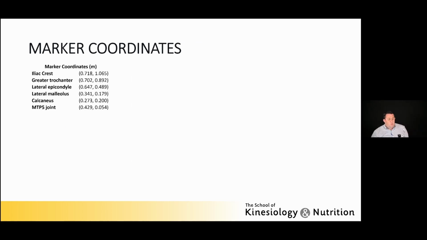In the homework for this week, you're given marker coordinates for a couple different spots of the body and asked to calculate segmental lengths. And so I wanted, with that understanding that I gave you, to kind of walk through what I mean by this and model exactly what I'd like you to do for that. And so you can see here that we have the iliac crest, the greater trochanter, the lateral epicondyle, which is the outside of your knee, the lateral malleolus, which is the outside of your ankle, your calcaneus, and your fifth metatarsal phalangeal joint.